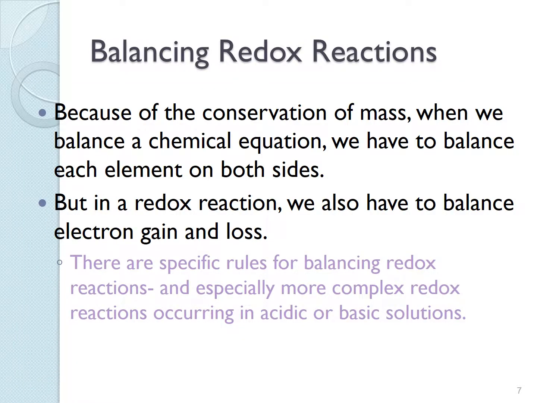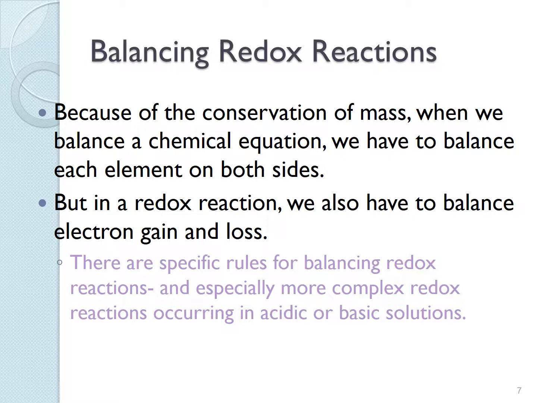All right, so like I was saying earlier, because of the conservation of mass, when we balance a chemical equation, we always make sure that we have the same number of elements on each side, right? So you want 2 oxygen on each side, or 3 hydrogen, or whatever. But keep in mind, when you have a redox reaction, you still have to have the number of elements be the same on both sides, but the charge has to be the same on both sides as well. So we have to balance electron gain and loss. We can't lose more electrons than we gain. They have to be the same.